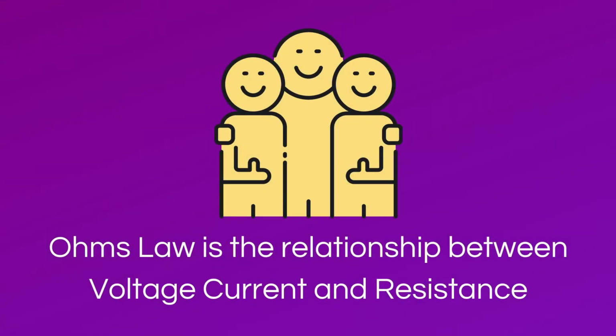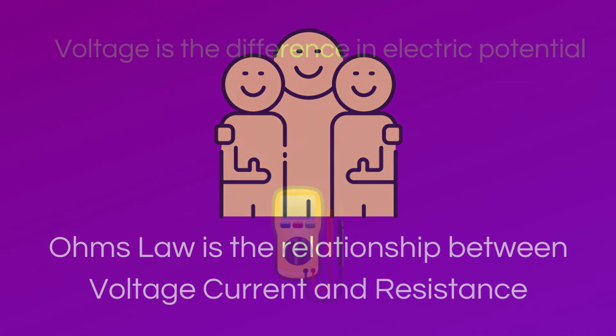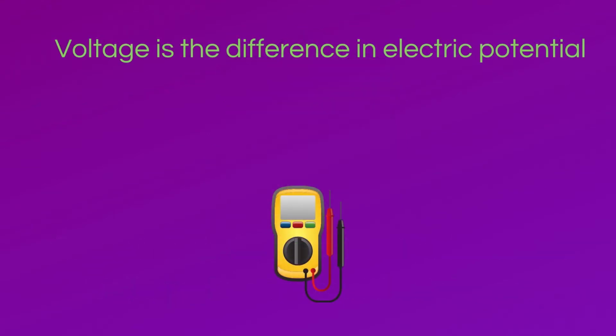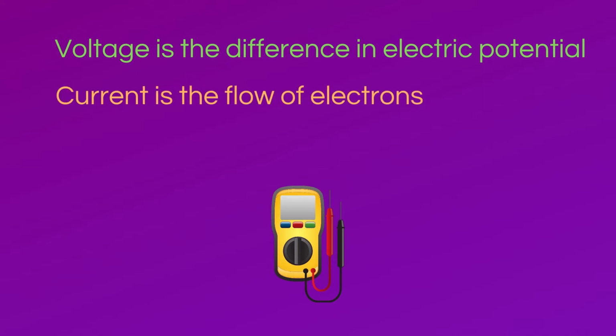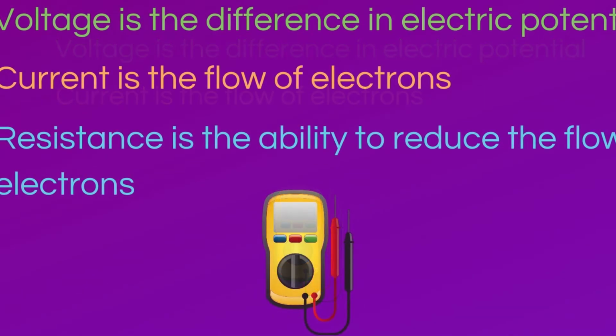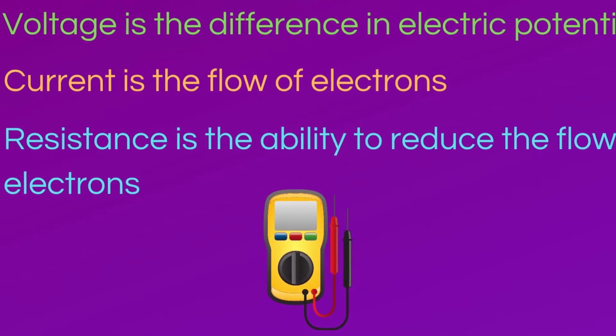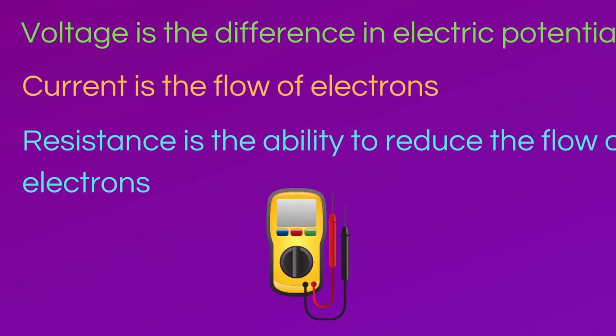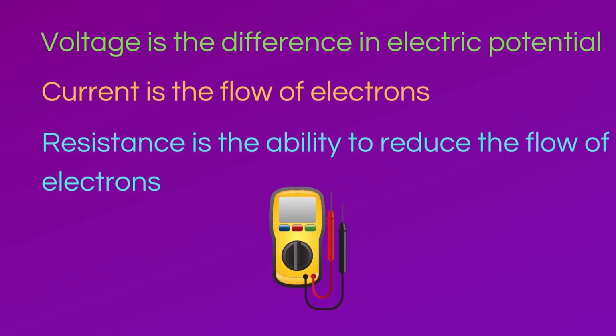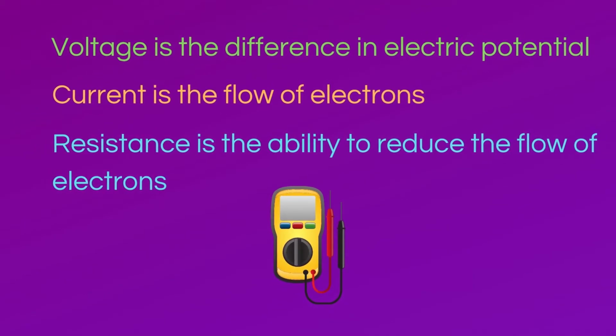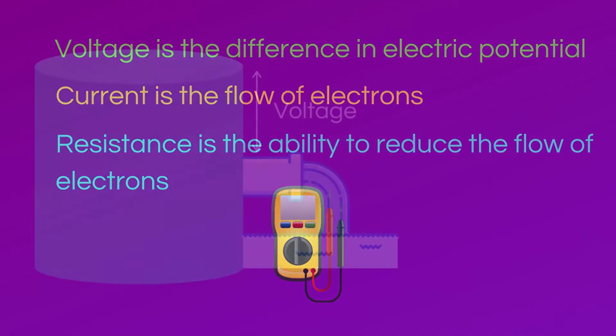Ohm's law is a relationship between voltage, current, and resistance. Voltage is the difference in electric potential, current is the flow of electrons, and resistance is the ability to reduce the flow of electrons. However, let's understand these concepts practically through the following water tower diagram.